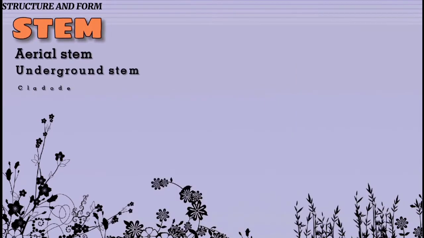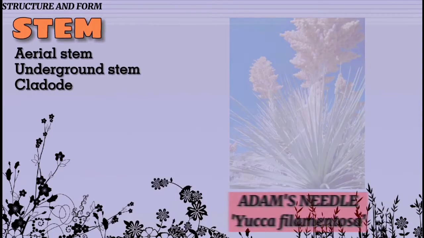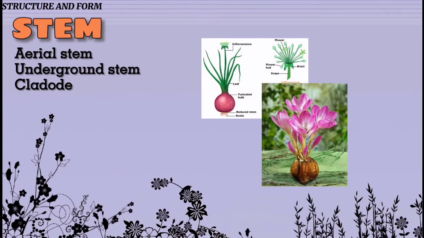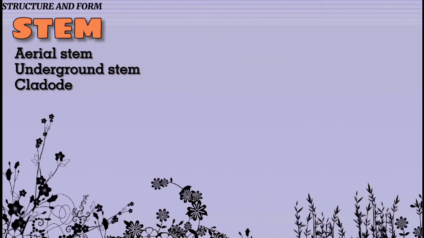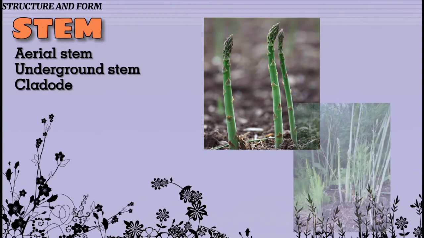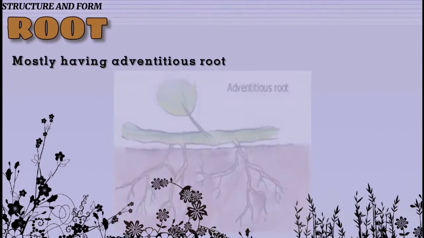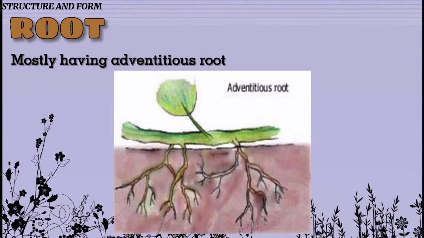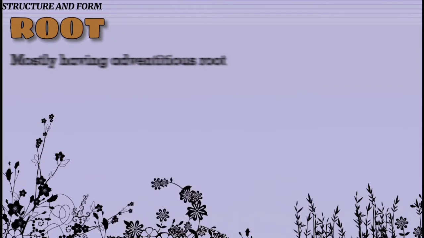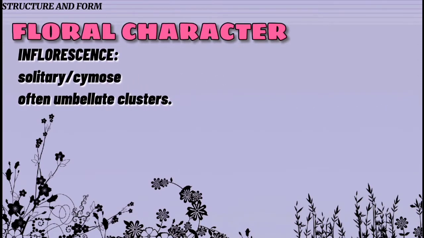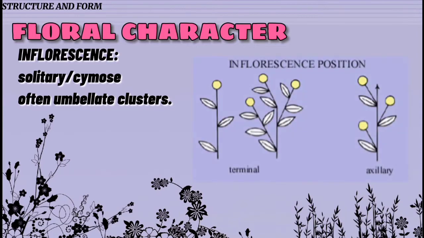Its stem could be an aerial stem. An example of this is yucca. It could also be an underground stem. This could be in the form of bulbs, corms, and rhizomes, or maybe cladode, or having a flattened leaf-like stem. An example is asparagus. The family Liliaceae root is mostly adventitious root. Next, floral character. Inflorescence, or the arrangement of the flower, could be solitary, which means the inflorescence consists of a single flower.